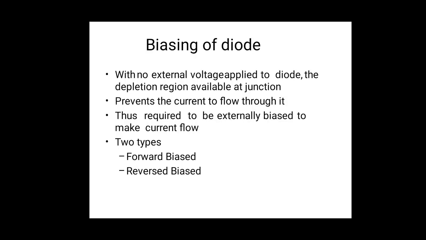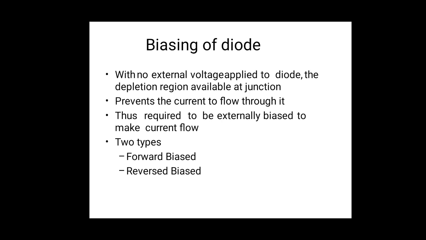So what is the biasing of the diode? Biasing is the process of applying an external voltage to the device, and it is called the biasing method. So this is the biasing of the diode.